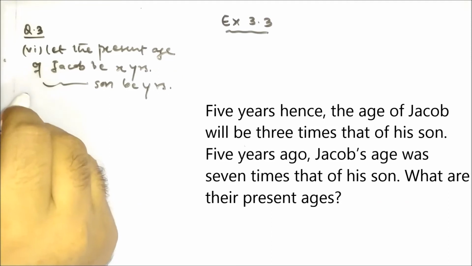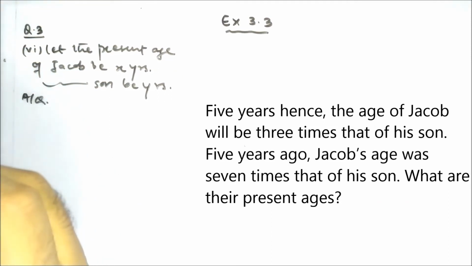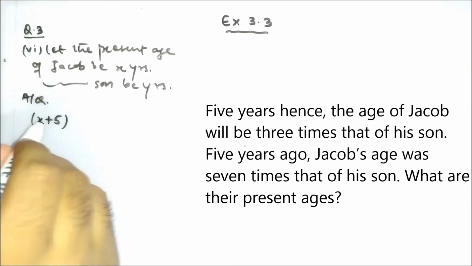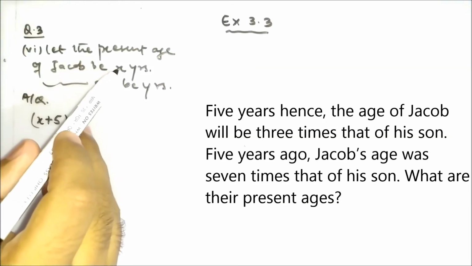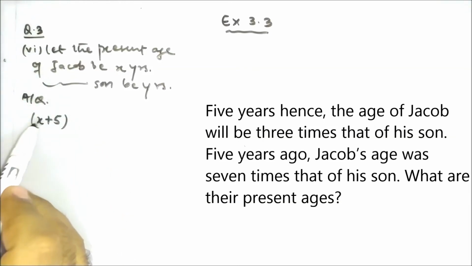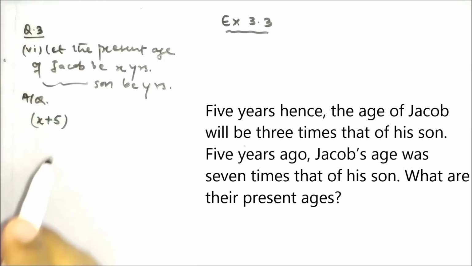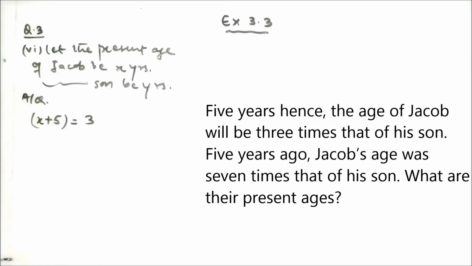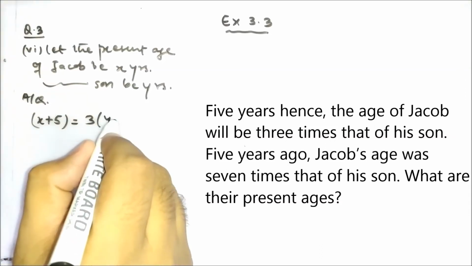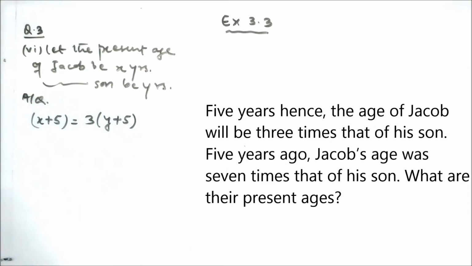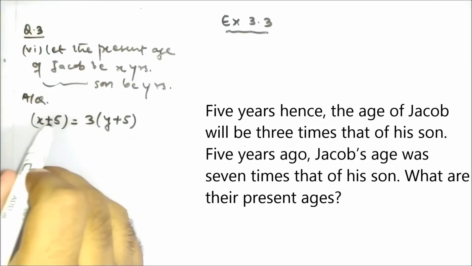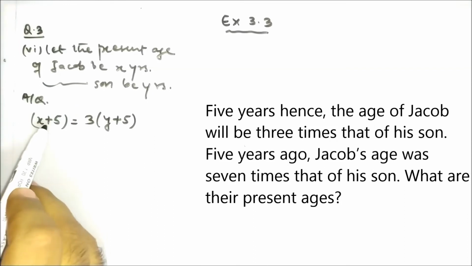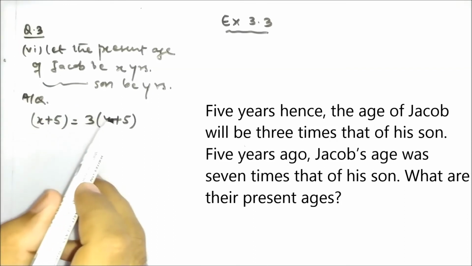So according to the question, 5 years hence, the age of Jacob will be x plus 5, because the present age is x. So 5 years later it will be x plus 5. Now Jacob will be 3 times his son. So after 5 years the son's age will be y plus 5. Okay, so these are their ages after 5 years, and this is the relation they have: the age of Jacob after 5 years is equal to 3 times the age of the son.